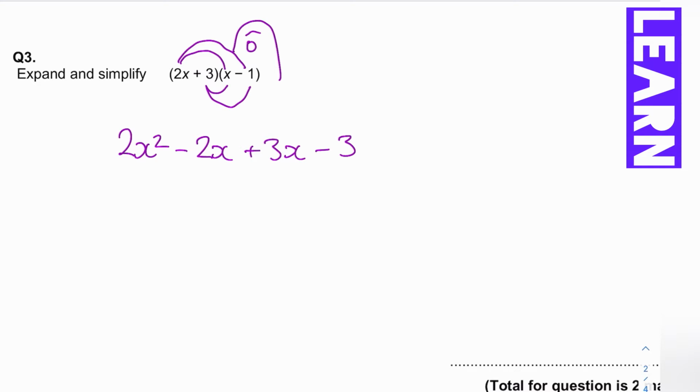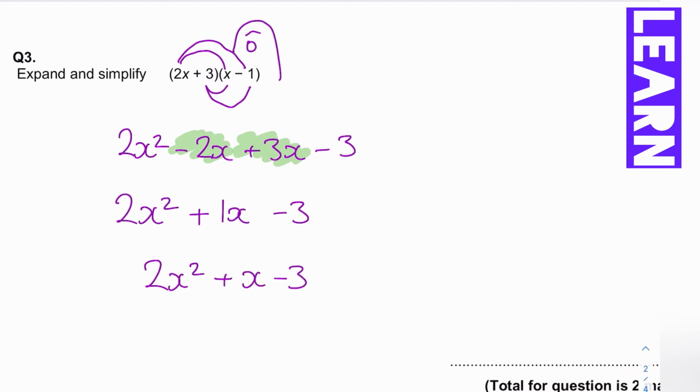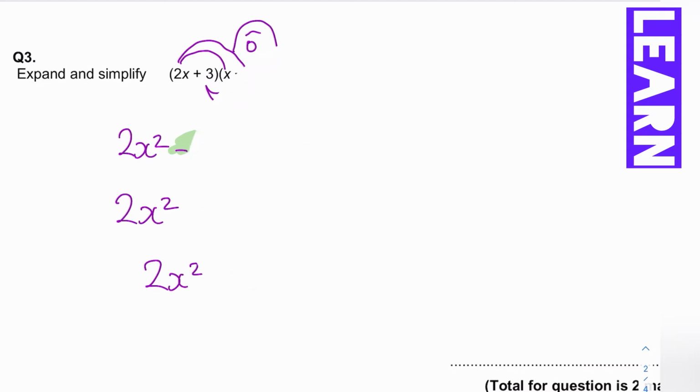Here, again, we collect our like terms. We just have to be careful as we've got a negative 2x plus 3x. So our 2x squared remains the same. Negative 2x add 3x is positive 1x, which is exactly the same as writing 2x squared plus x minus 3. So either answer there would be accepted in the exam.